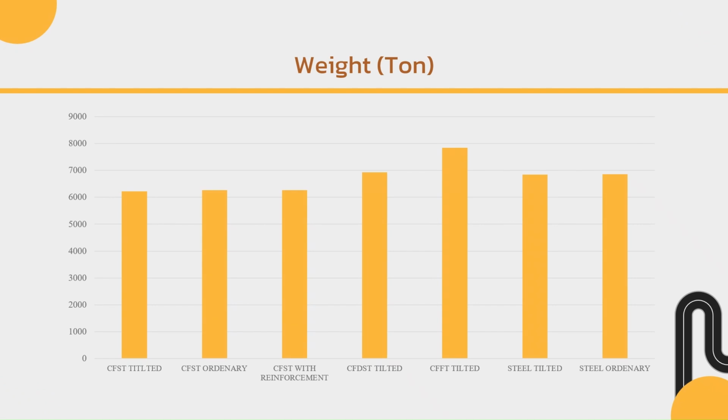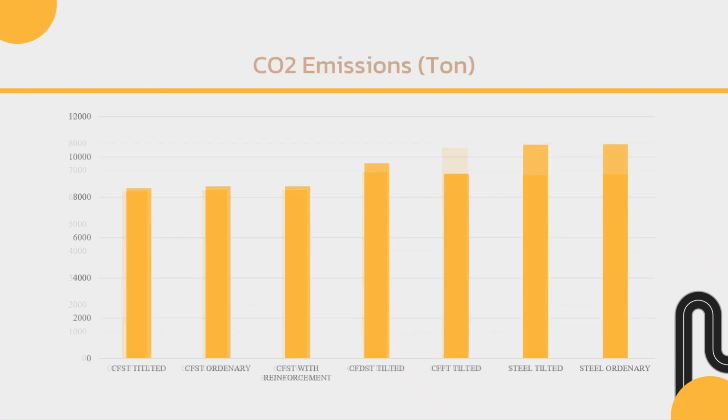First basis of criteria, as we can see and compare, the tilted or inclined concrete filled steel tube CFST has achieved the minimum weight among the 7 bridge configurations, around 6,216 tons of steel. Criteria for comparison also the same. The concrete filled steel tube tilted or inclined bridge configuration also has achieved the minimum CO2 emissions among the 7 bridge configurations.